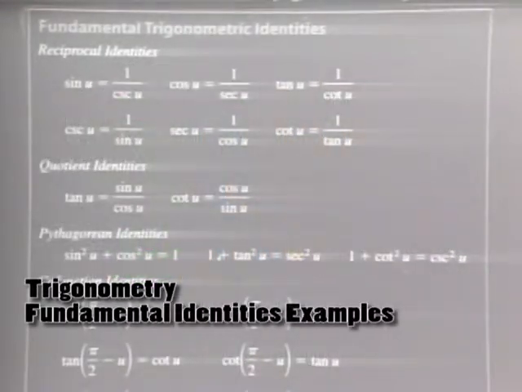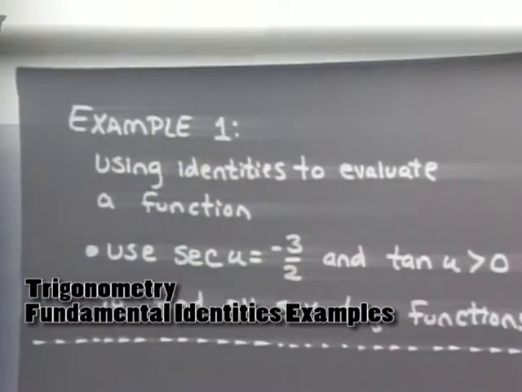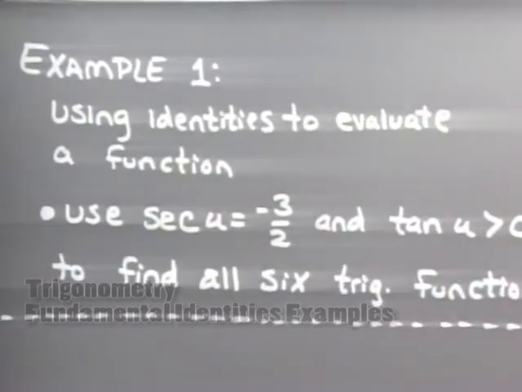All right, we're going to cover example 1 from chapter 2 in the textbook. On this type of problem, you're going to be given one or two of the trig functions, and you're going to have to come up with the other 4 or 5. There's 6 trig functions: sine, cosine, tangent, cosecant, secant, and cotangent. And you're going to have to come up with all 6 of them.